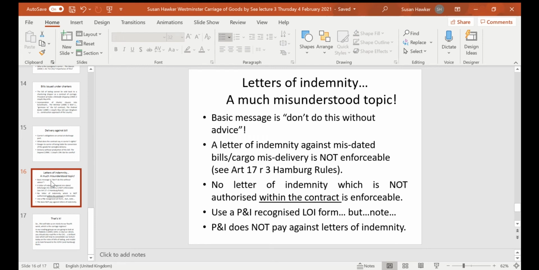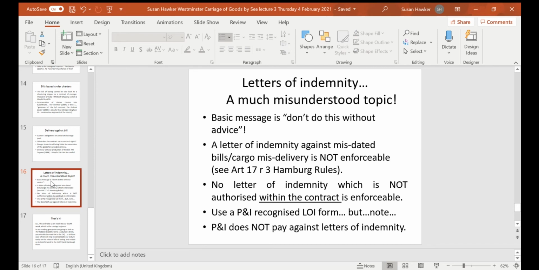Don't do this without advice, because the chances of it going wrong are phenomenal. And the person who's going to be out in the cold actually will be the carrier, because if he's released goods against a letter of indemnity that doesn't work out for whatever reason, as we will see, and he's released the goods to the wrong consignee, and the right consignee, the lawful holder of the bill of lading with the key to the warehouse, turns up, the carrier is going to be strictly liable in conversion. And if that letter of indemnity is not paid against, it's the carrier's liability.